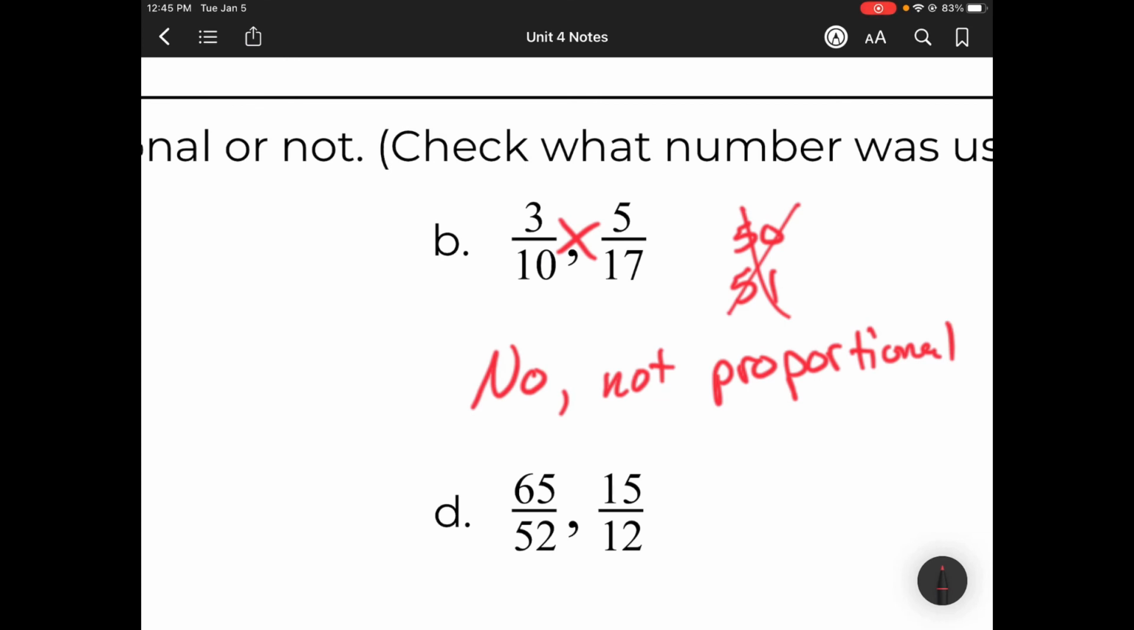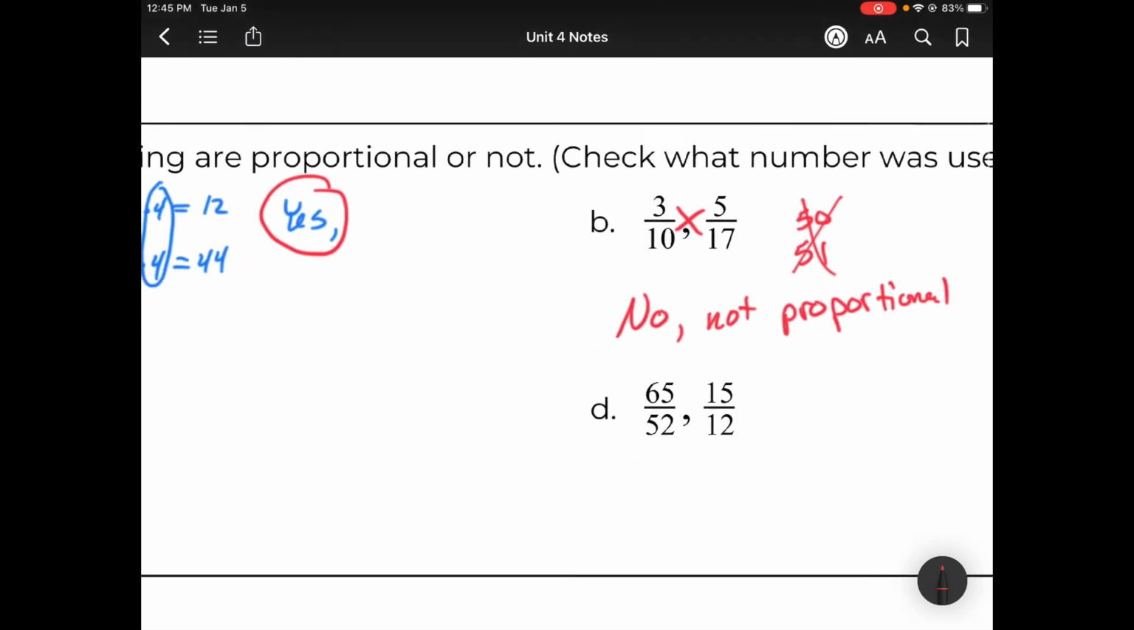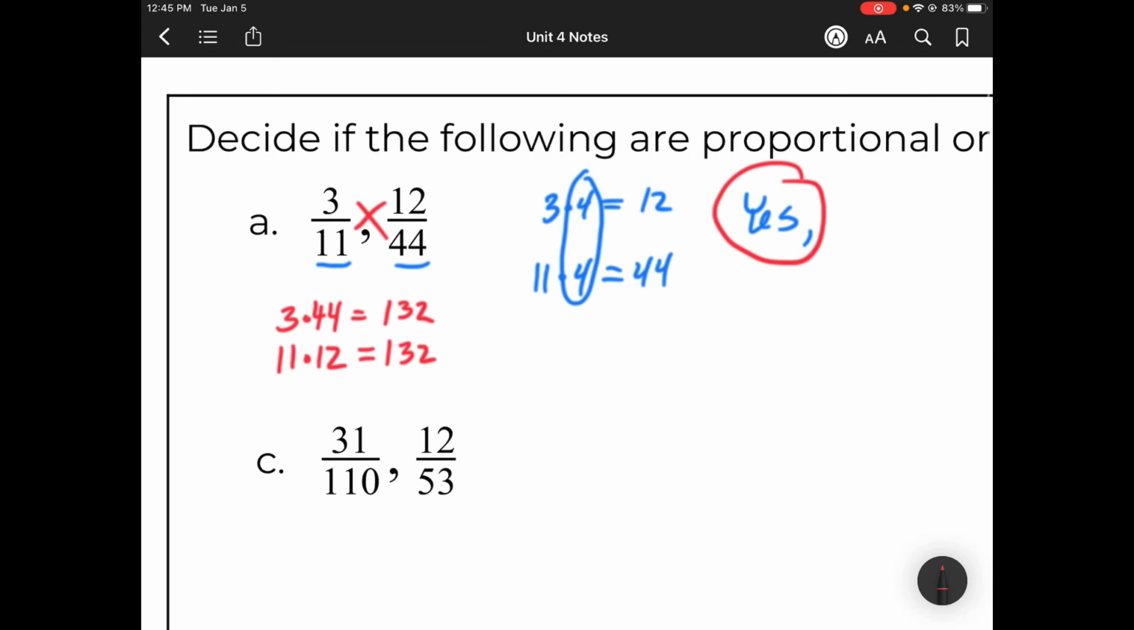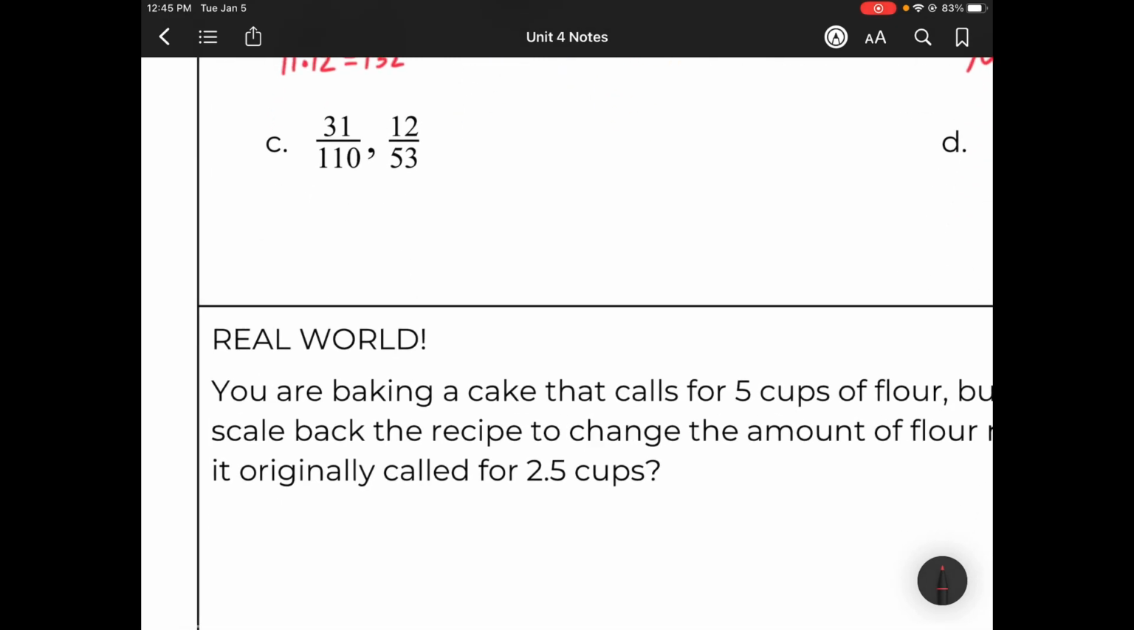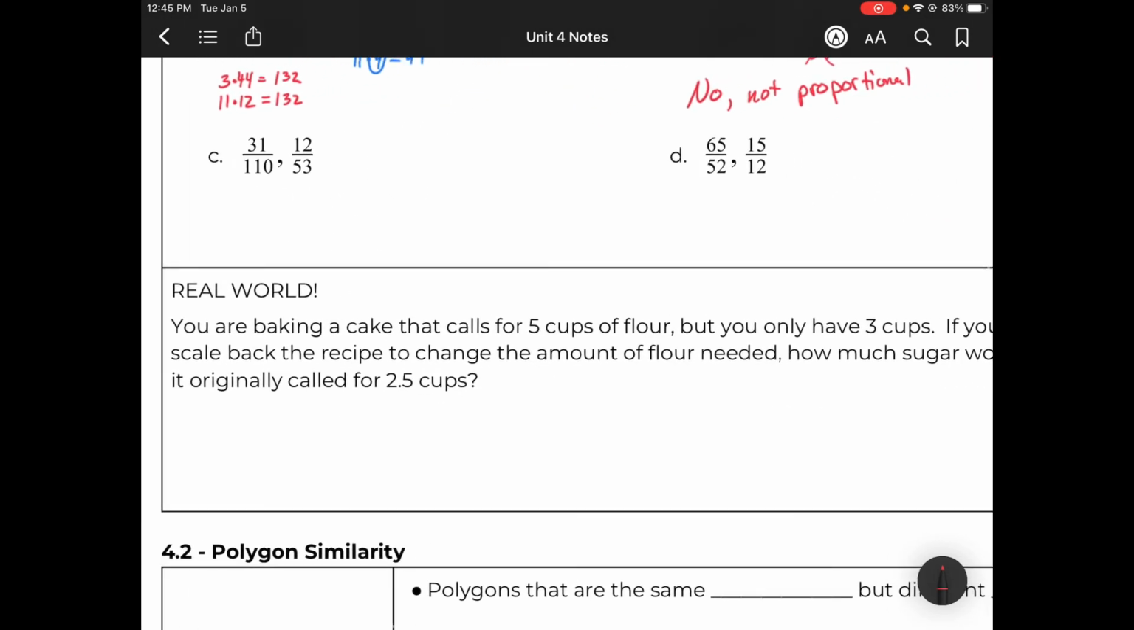Okay? Another thing you could look at, other than doing the cross products, like we said, you could try and find a number that you multiply both top and bottom of one fraction by to equal the other fraction. It's like you're unsimplifying the fraction.